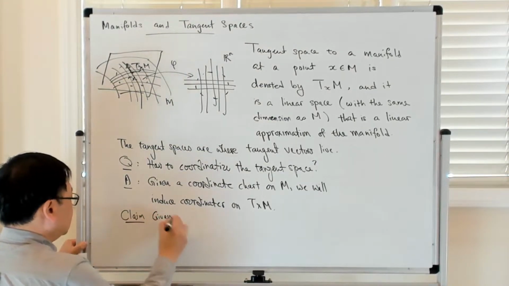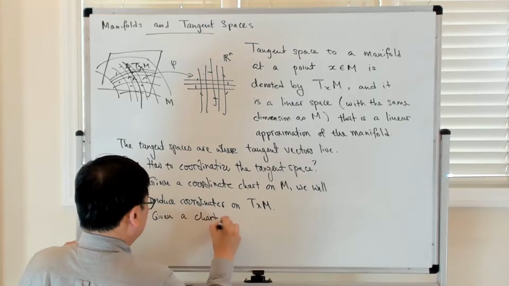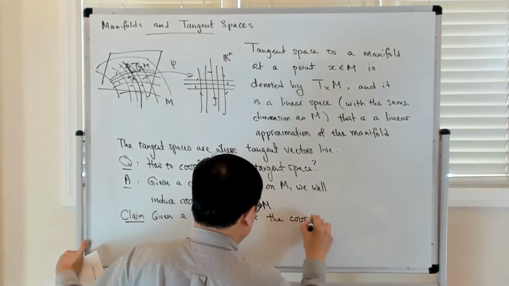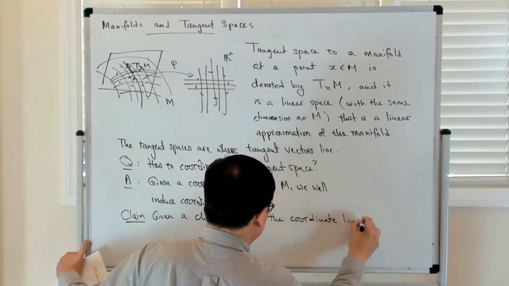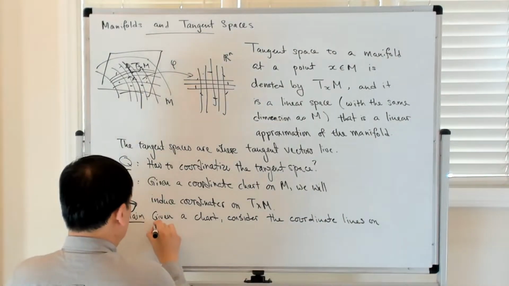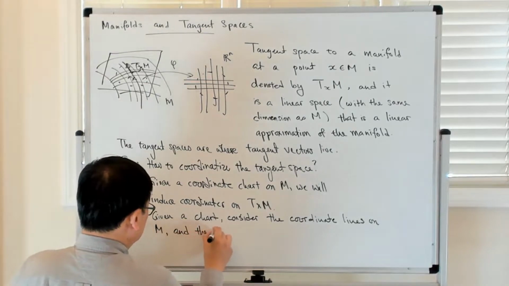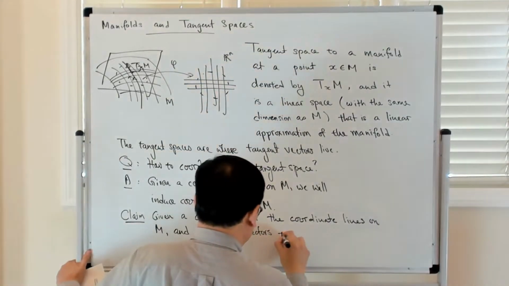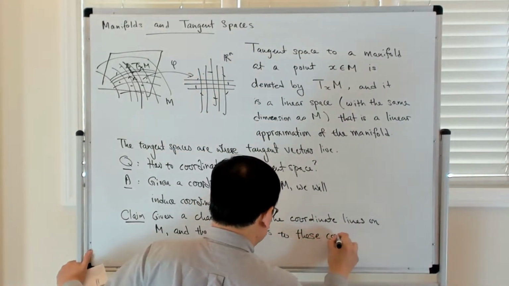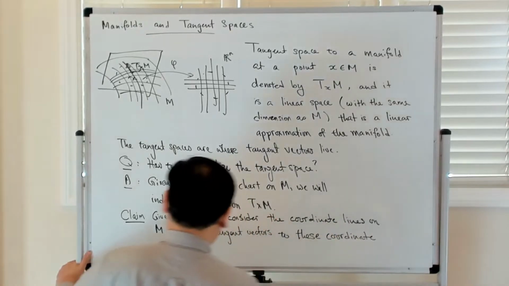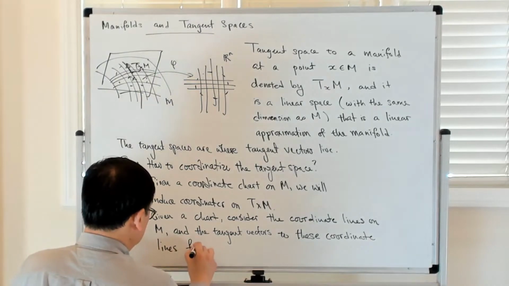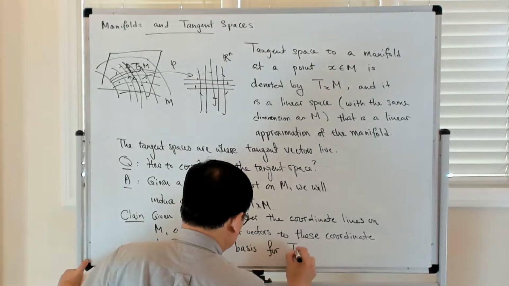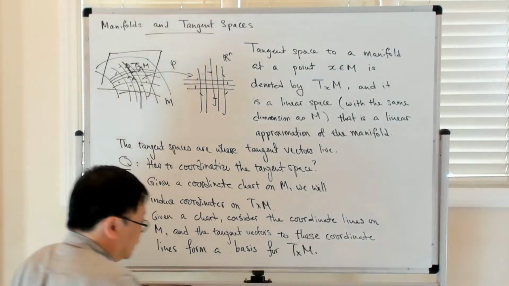So the claim is that given a chart, you can consider the coordinate lines on M, and the tangent vectors to these coordinate lines form a basis for the tangent space at x to this manifold, right?